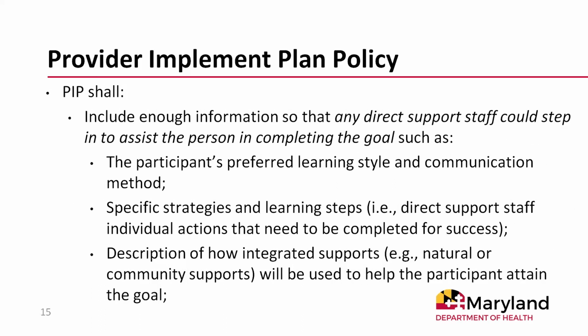The plan should include enough information so that any direct support staff could step in to assist the person in completing their goals, such as information related to the person's preferred learning style and communication method, specific strategies and learning, such as direct support staff individual actions that need to be completed for success, and descriptions of how integrated supports, such as natural or community supports, would be used to help the person attain their goal. Next slide, please.